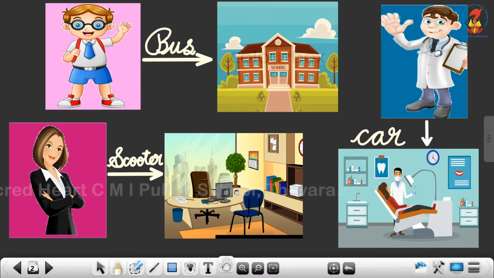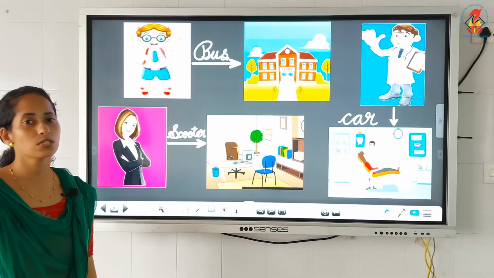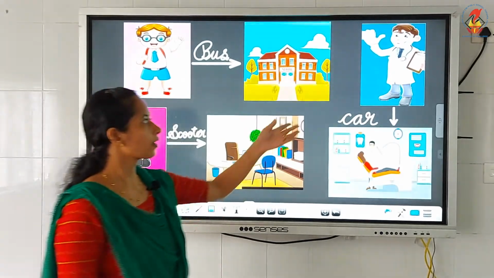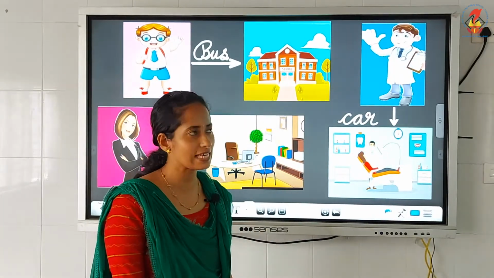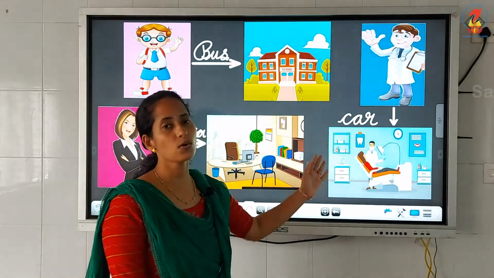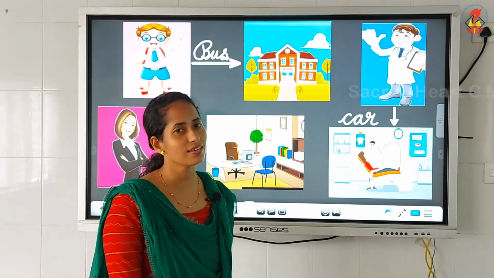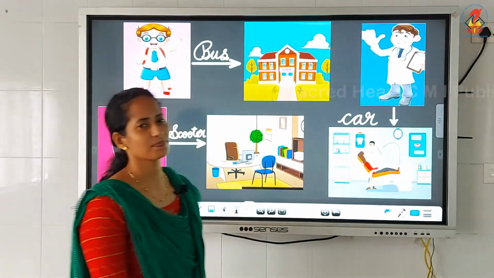And you can see this is his mother and she is Mrs. Rema and she is an IT professional and she goes to her office by scooter. So how does she go? By scooter. Again, this is Rohan's father. He is a dentist and he goes to his clinic by car. So how does Rohan's father go? Yeah, it is by car.